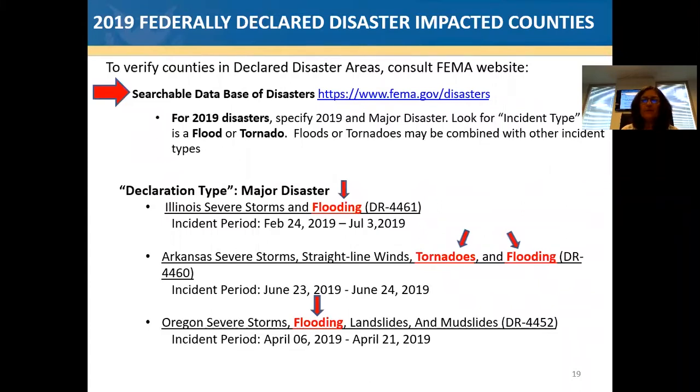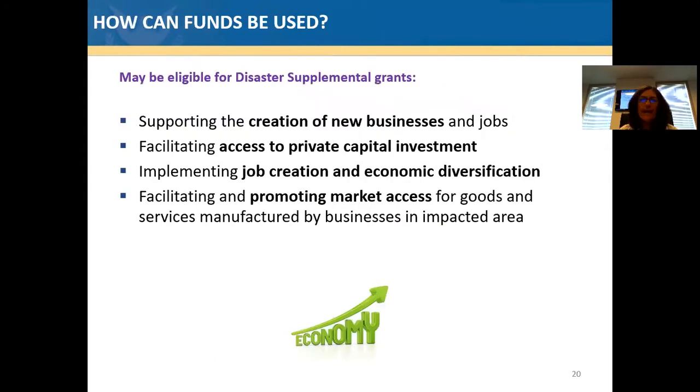If this is confusing, please feel free to write a question in the chat. And so how can our funds be used? The categories of projects are similar to the categories of projects in last year's supplemental. That includes creating new businesses, accessing private capital investment, job creation and economic diversification, and promoting market access to goods manufactured in an impacted area.